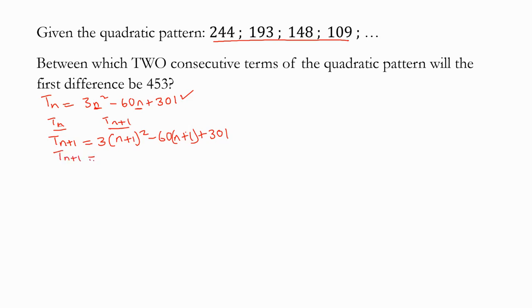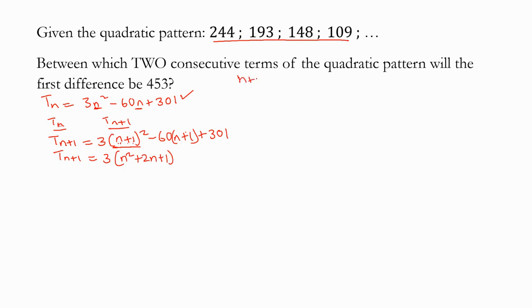Tn plus 1 is equal to 3, then expand this, n plus 1 squared. Remember how we expand the square binomial? We say n squared. This becomes n squared. We take this sign here, plus. And then 2 times n times 1 is 2n. And then the last one is always positive. And then we square 1, which is 1.